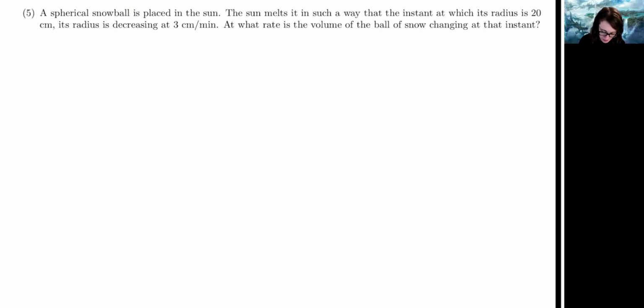So let's draw a picture. We've got a sphere, so it's a 3D circle. The way we can indicate that a circle that we draw is 3D is we can show that it comes out of the page and also goes back out of the page. So you can just draw in this diameter here, or this circumference. And this snowball is melting, so it's getting smaller.